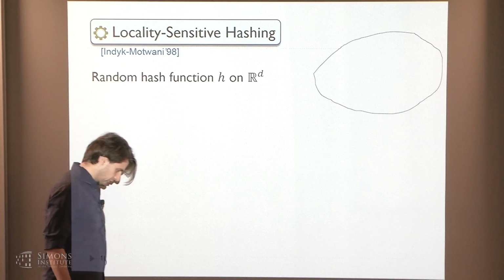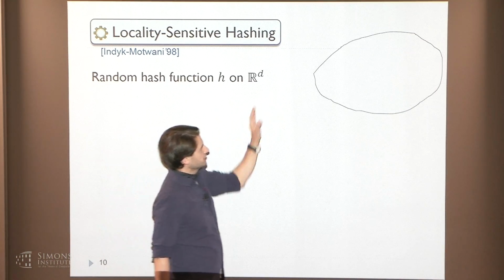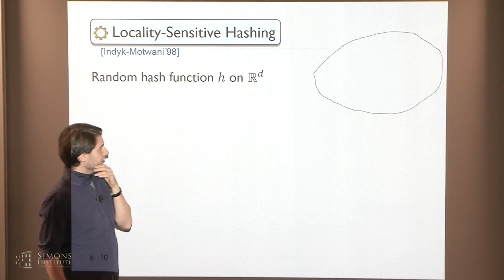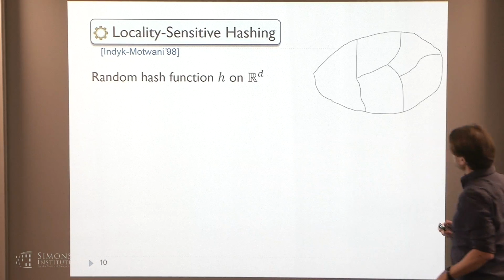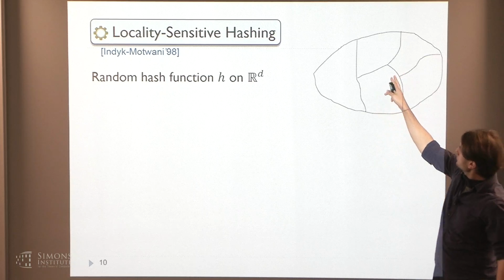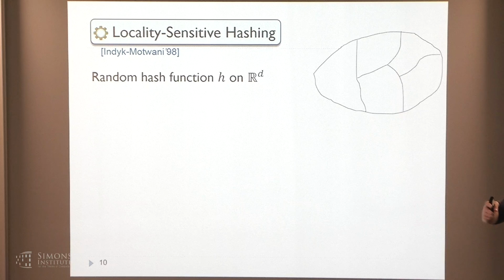But what is it? It is really a random hash function defined on a high-dimensional space of dimension d. And a random hash function in dimension d can also be thought of as a random space partition. It is a random space partition because you can think about each part as being the locus of the points that have exactly the same hash code under this hash function.